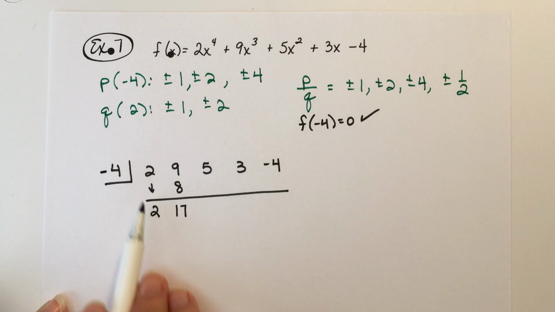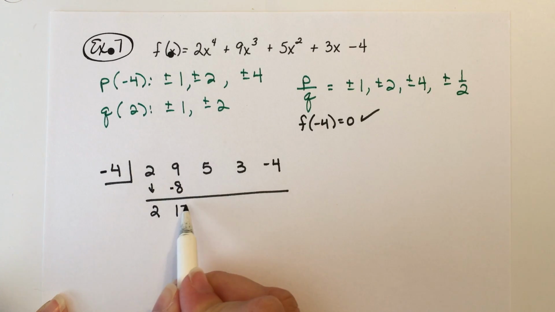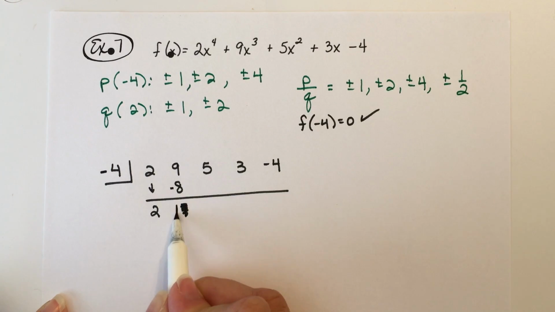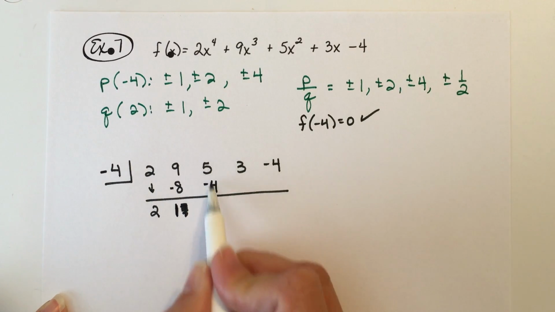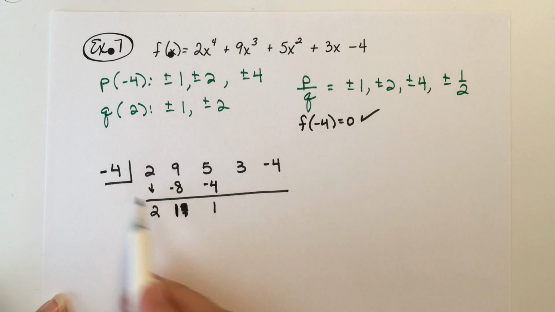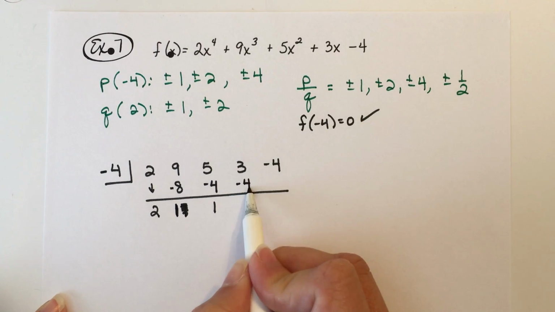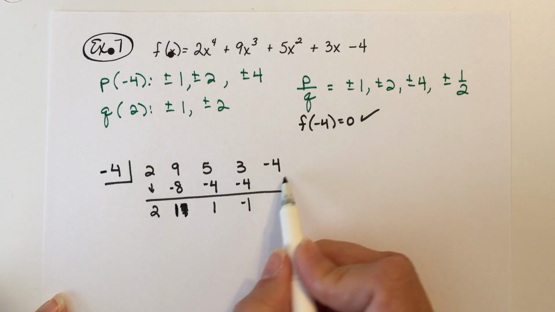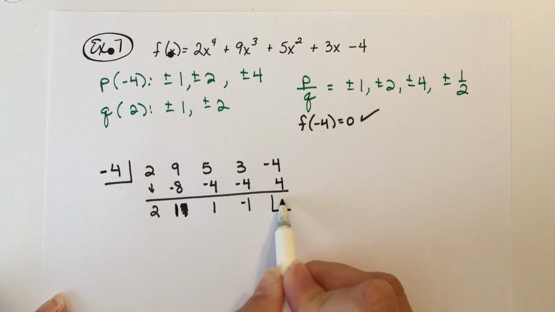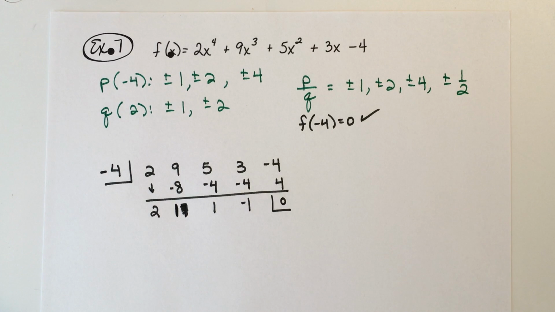So -4 times 2 is -8, which means that's just going to be a 1. Now, -4 times 1 is -4. Add, you get 1. -4 times 1 is -4. Add, you get -1. -4 times -1 is +4. There's your 0. Okay, now remember, you've got to get another one from this list.